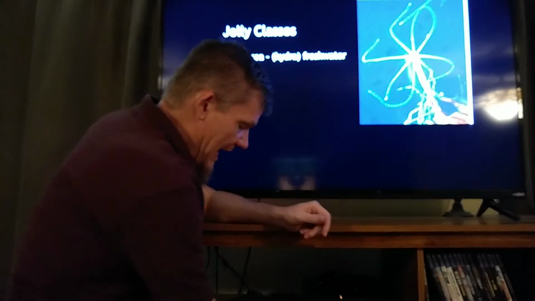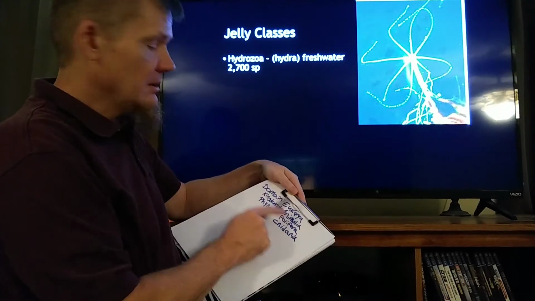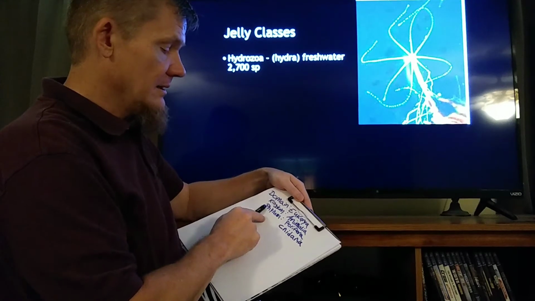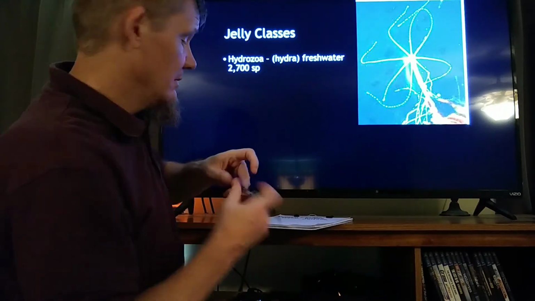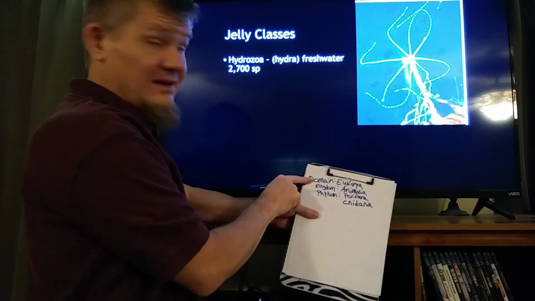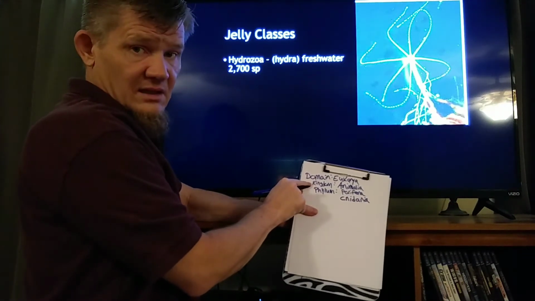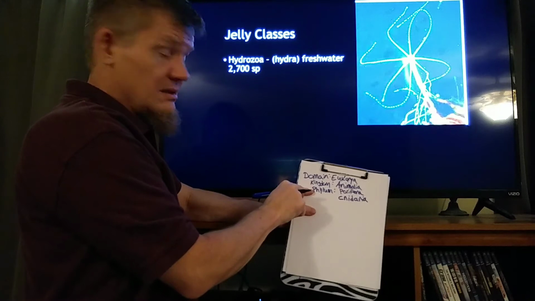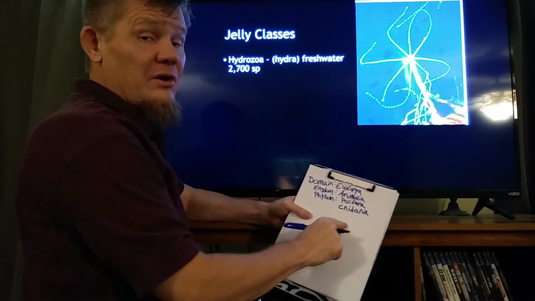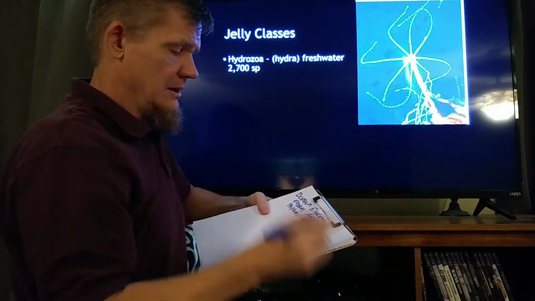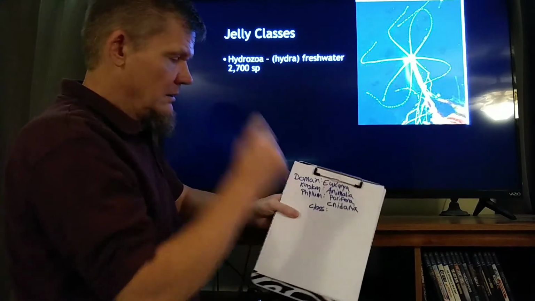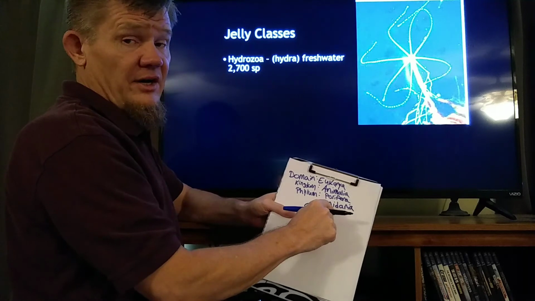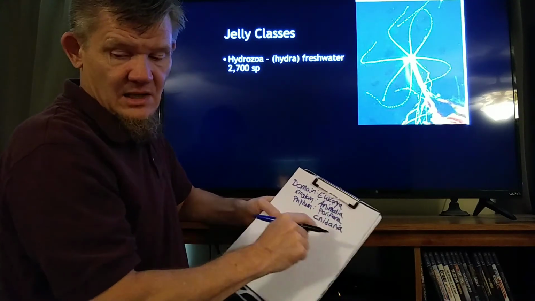Our first class of jellies. Domain Eukarya, kingdom Animalia, phylum Cnidaria is what we're in right now, and we're going to move one step down. Continent, country, state. Now we're going down to counties. Within phylum Cnidaria, our first class are the Hydrozoans.